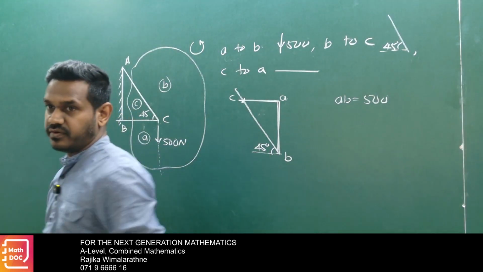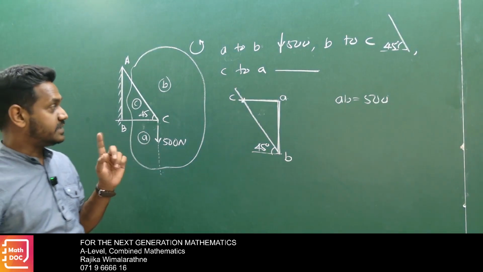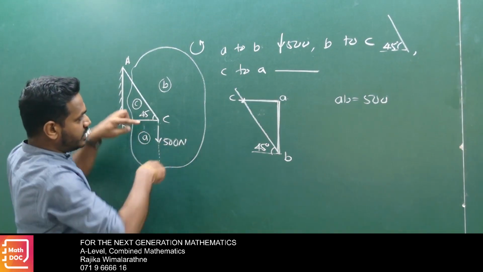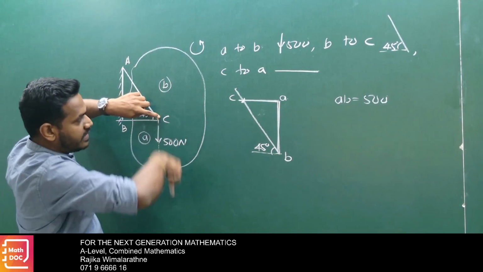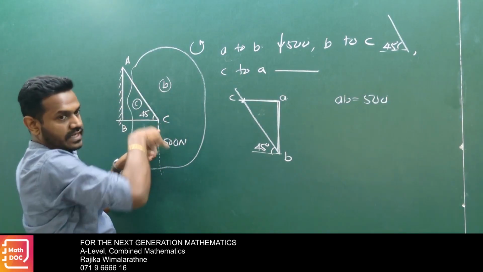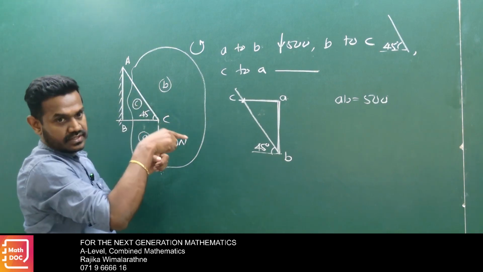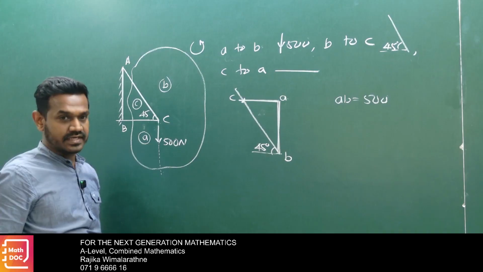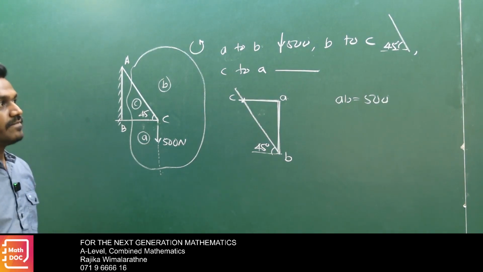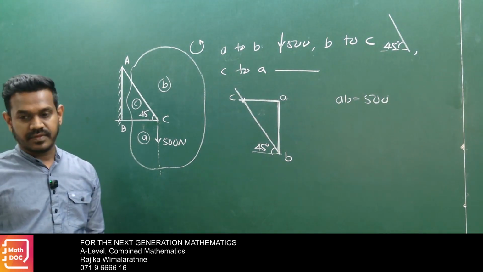Don't just draw, okay? You practice this. A to B, you put a finger at this vertex C and go around it. A to B 500. Then B to C inclined. C to A horizontal. Then get the common point. Likewise, you have to practice. Do up to that.